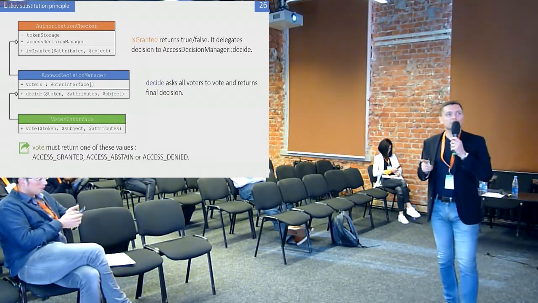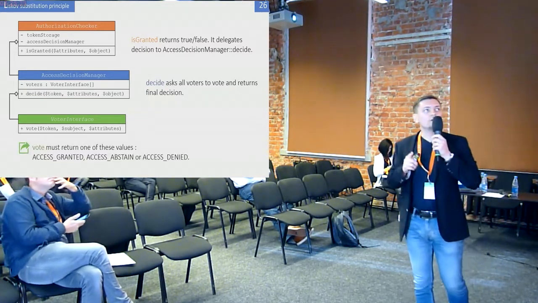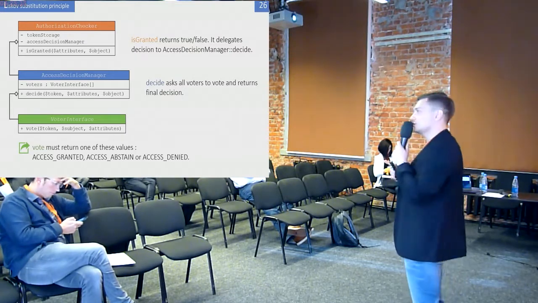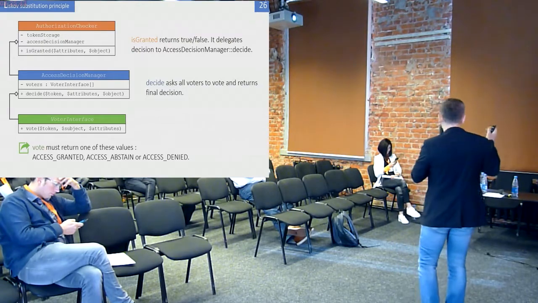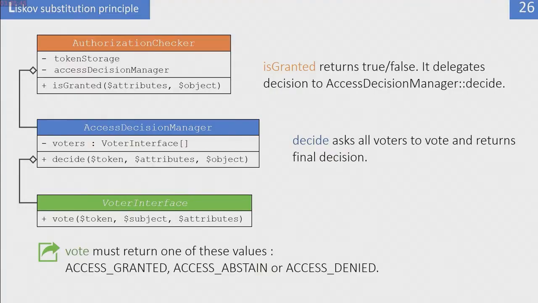But there is an important postcondition: the vote method of the VoterInterface must return one of these constants: granted, abstain, or denied. It's not simply true or false. If you return true or false, your entire authorization layer would be compromised. So you must respect this postcondition.